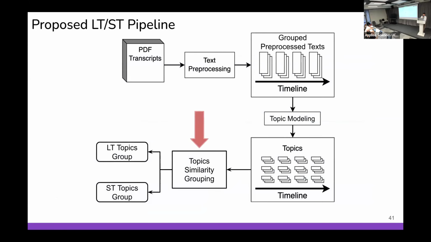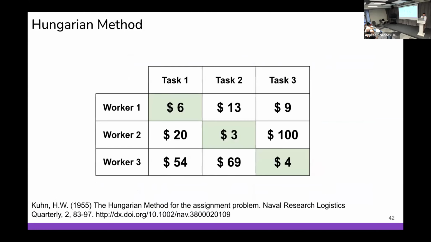Finally, we are going to topic similarity grouping. To do this, we were using fastText embeddings and the Hungarian method. So what is the Hungarian method? It's a way to split, for example, 3 tasks between 3 workers in the most optimal way. So each worker will have just 1 task, and in this case, the minimum price for this task.